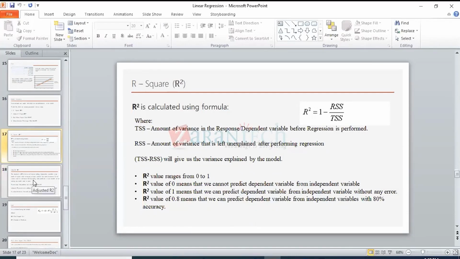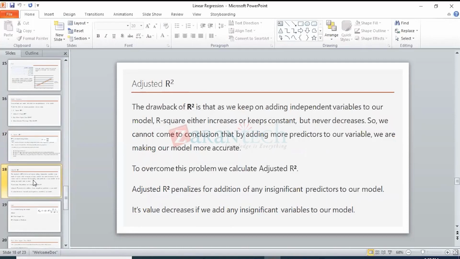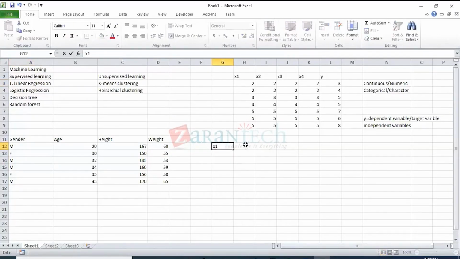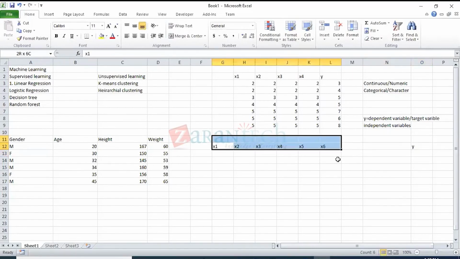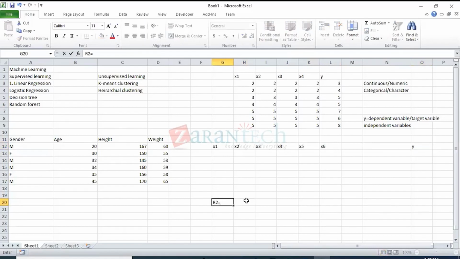The next one is adjusted R square. We use adjusted R square because there is a limitation of R square. What is that limitation? Let's say I have six independent variables and one target variable. The value of R square could be, let's say, 0.8.